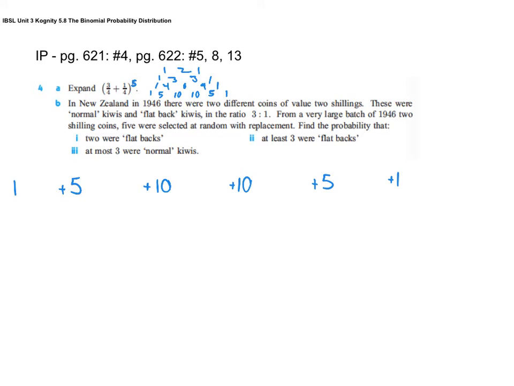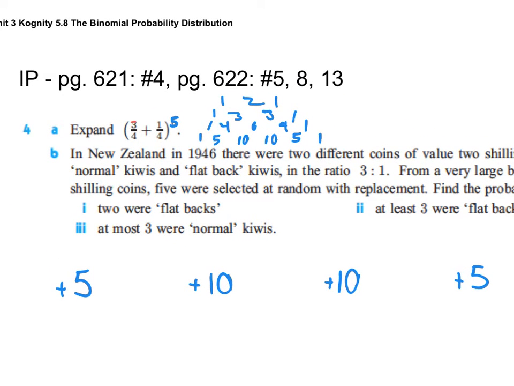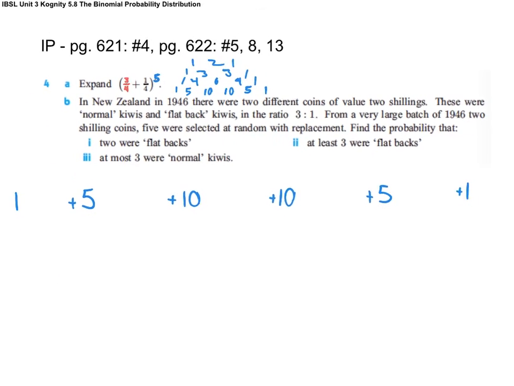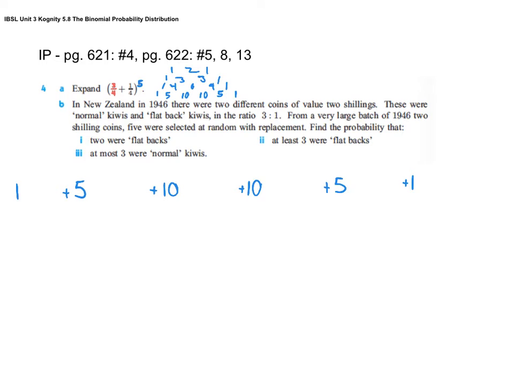Okay? Then we have our two different terms. We've got the term 3/4. And if you recall from our expansion, the first term has that 3/4 to the highest power, so to the 5th power. And then we count down: 3/4 to the 4th, 3/4 to the 3rd, 3/4 squared, 3/4 to the 1st power, and then 3/4 to the 0, so there's nothing on the last term.